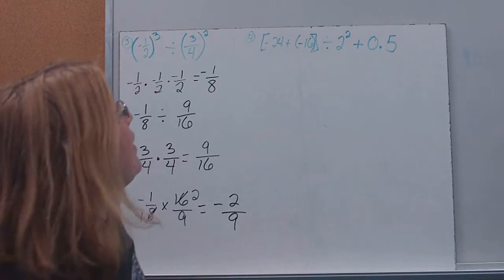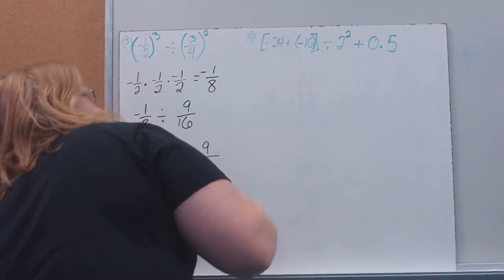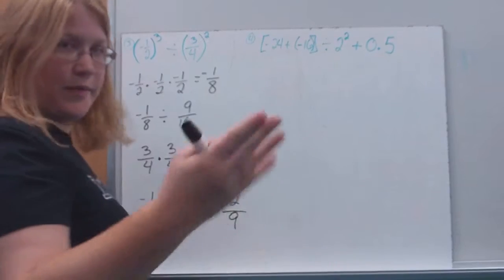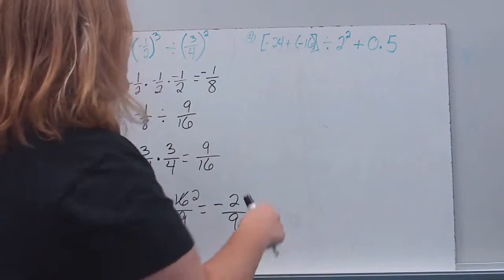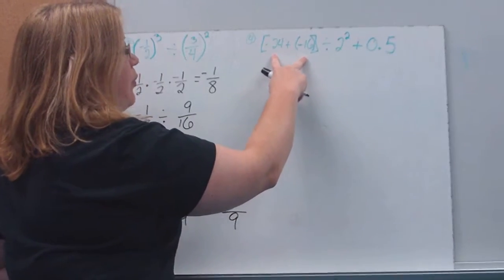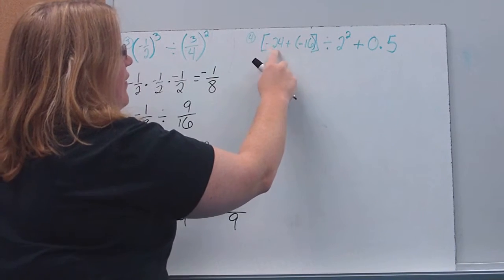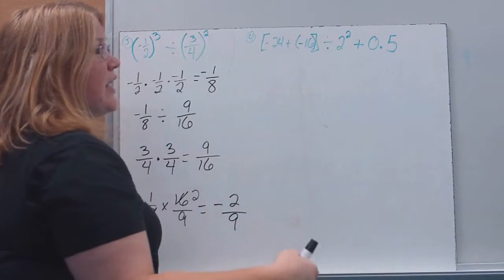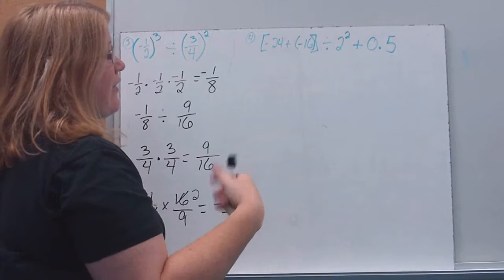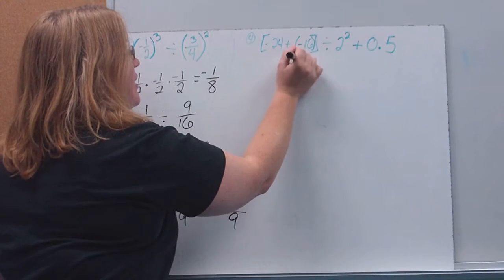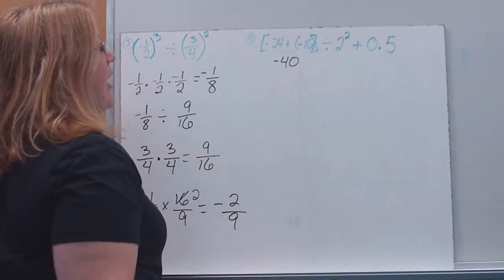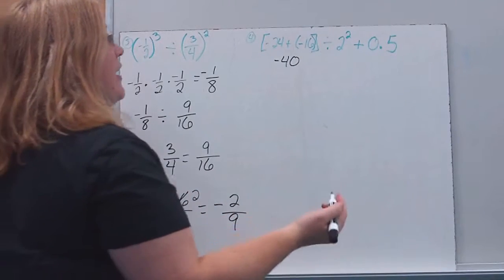All right. Up here, you'll notice I use brackets instead of parentheses. So just remember, still a grouping symbol. So let's start with our brackets or our grouping symbol. I have negative 24 plus negative 16. I'm adding two numbers that have the same sign, so I'm adding the digits, keeping the sign. 24 plus 16 is 40. They're both negative.